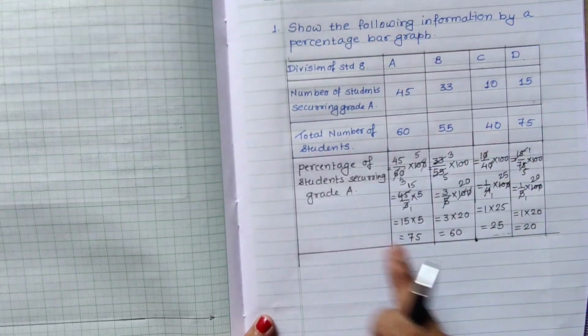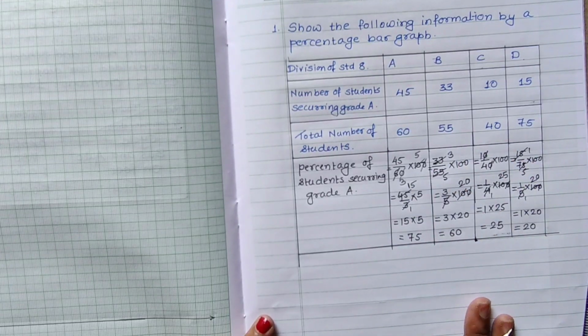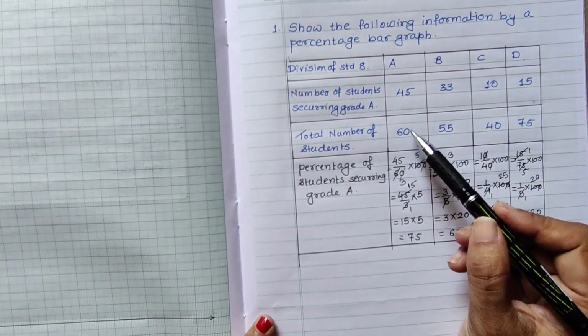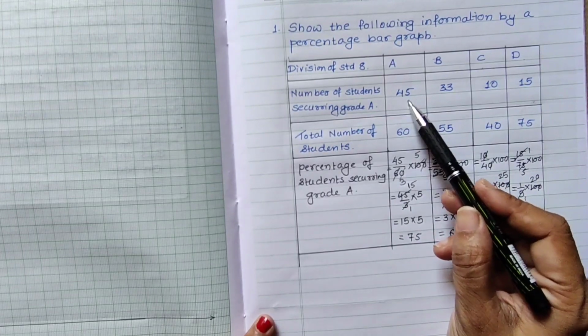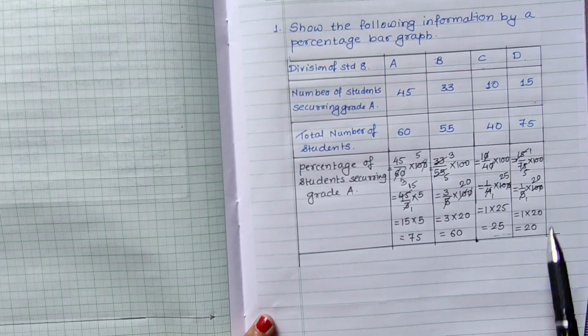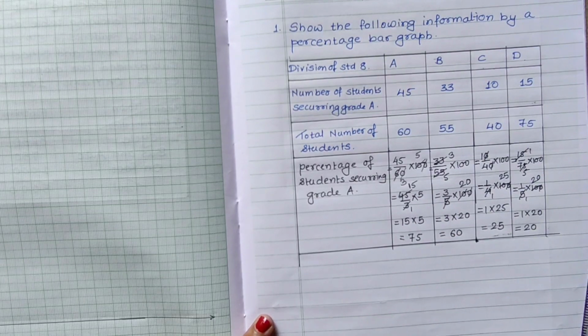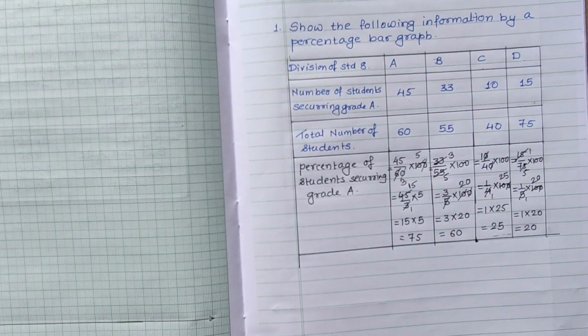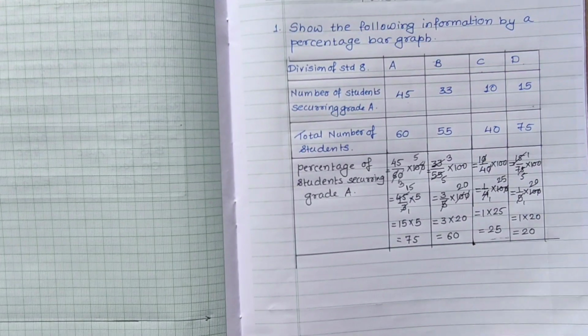So in this way we have to convert it into percentage first. Total number, and out of total number how many students. So these many students upon total number multiply by 100, do all this calculation and get the percentage of students. Now as usual we have to draw our percentage graph.